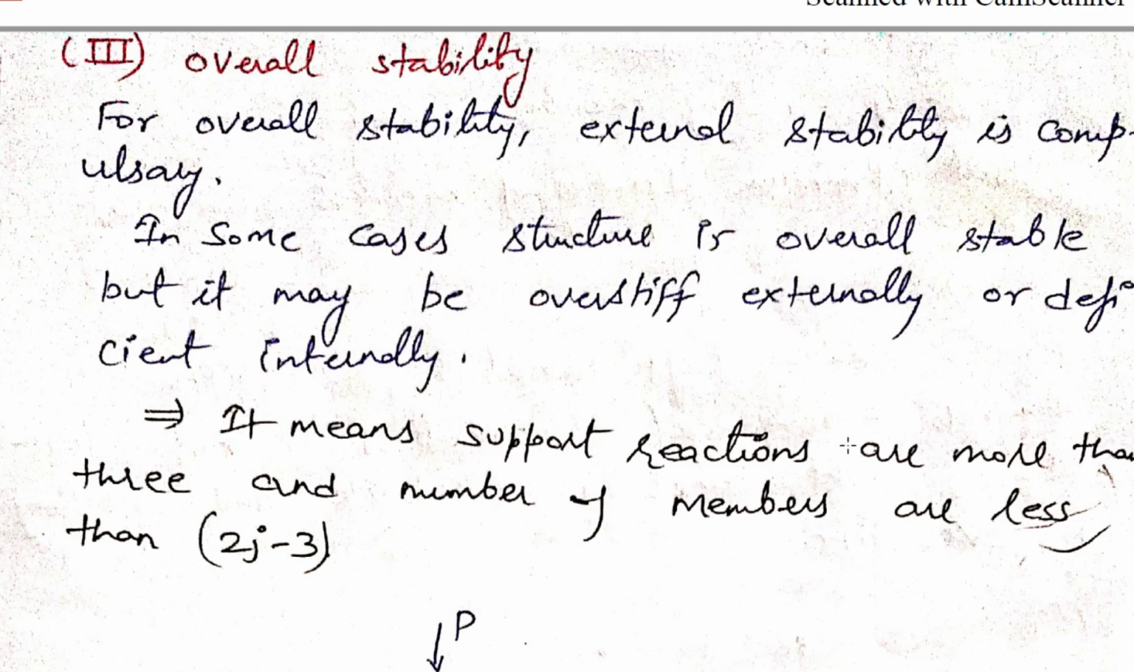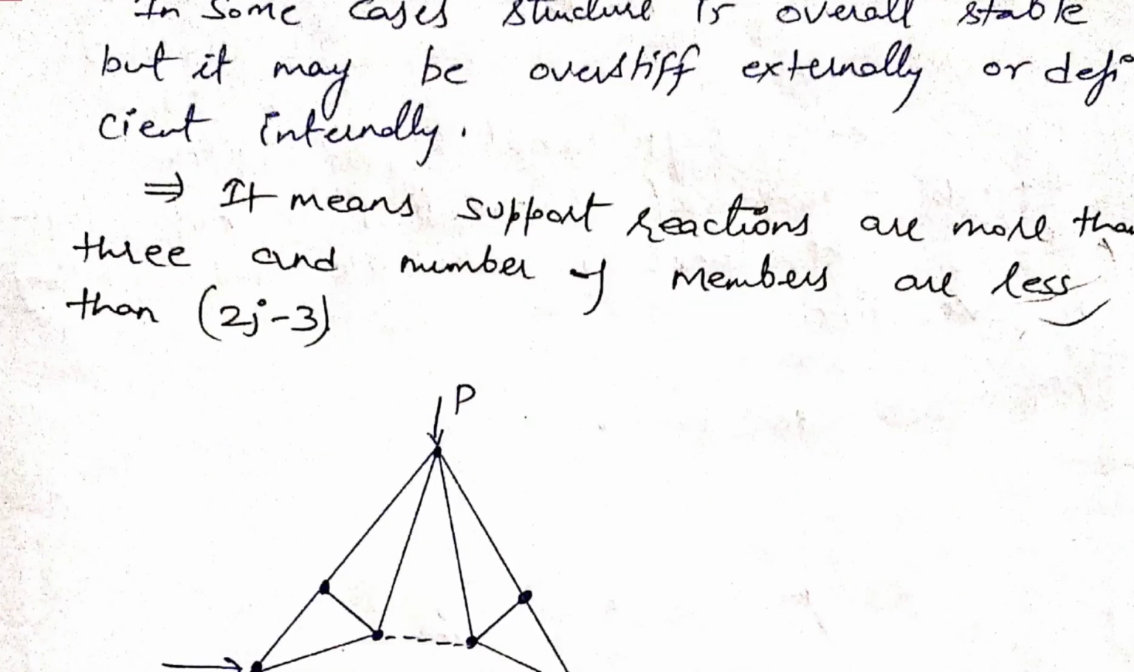It means the support reactions are more than 3 and the number of members is less than 2j minus 3. So for deficient internally, the number of members is less than 2j minus 3, and for over stiff, we should have support reactions more than 3. You have to keep this condition in mind. For overall stability, external stability is compulsory. Here you can refer to one example.